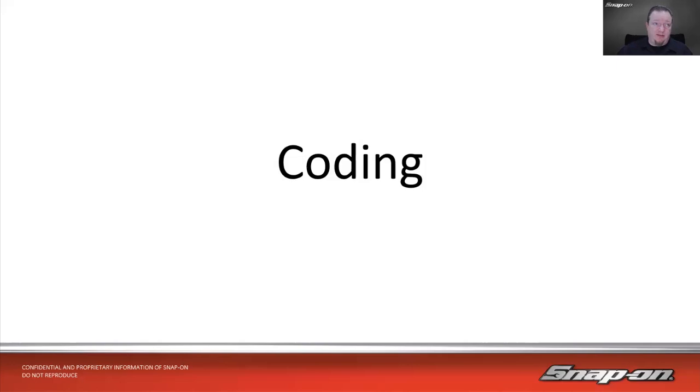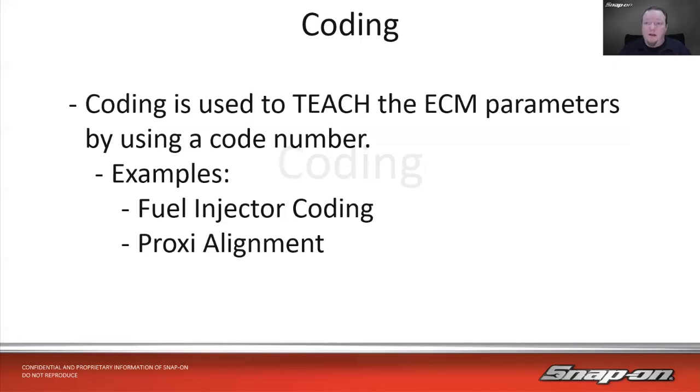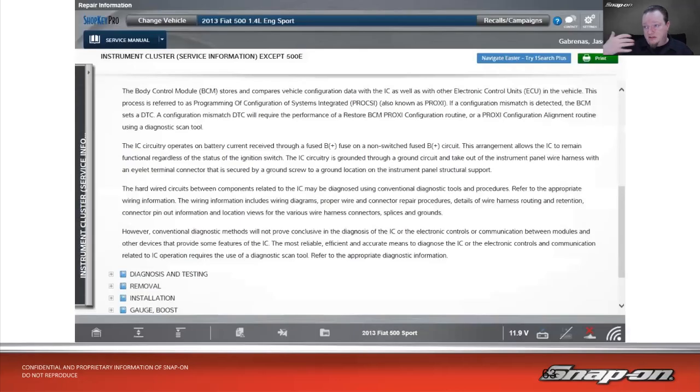Another type of functional test we may be able to find in there is coding. So coding is used, and this would be the direct definition of what we would call coding, because I know there's some confusion out there as to what coding actually is. Coding is used to teach the ECM parameters by using a code number, hence coding. For example, fuel injector coding. I change the fuel injector. I need to tell the computer the flow rate. It's got a code number. I type that in. Or proxy alignment. This is popular on FCA vehicles. It's something that needs to be done, and that's considered a coding function as well.